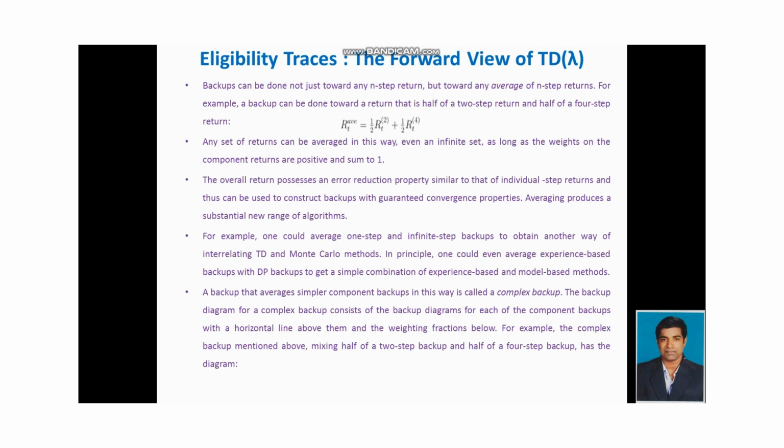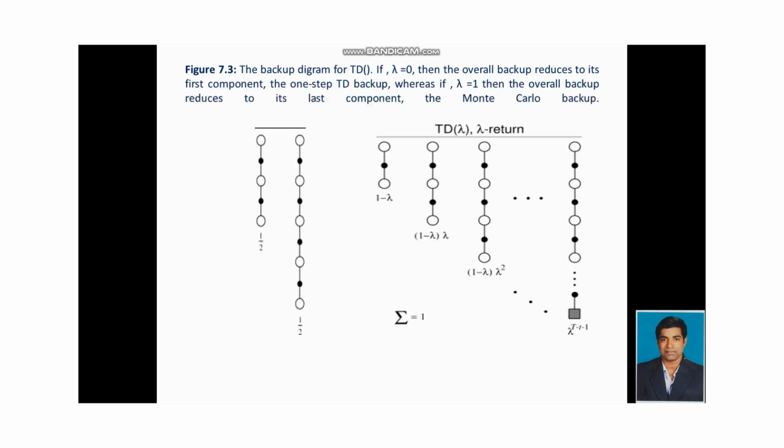For example, the complex backup mentioned above, mixing half of 2-step backup and half of 4-step backup, has this diagram. In figure 7.3, the backup diagram for TD lambda, if lambda is 0, then the overall backup reduces to its first component, the 1-step TD backup, and if lambda equals 1, then the overall backup reduces to its last component, the Monte Carlo backup.